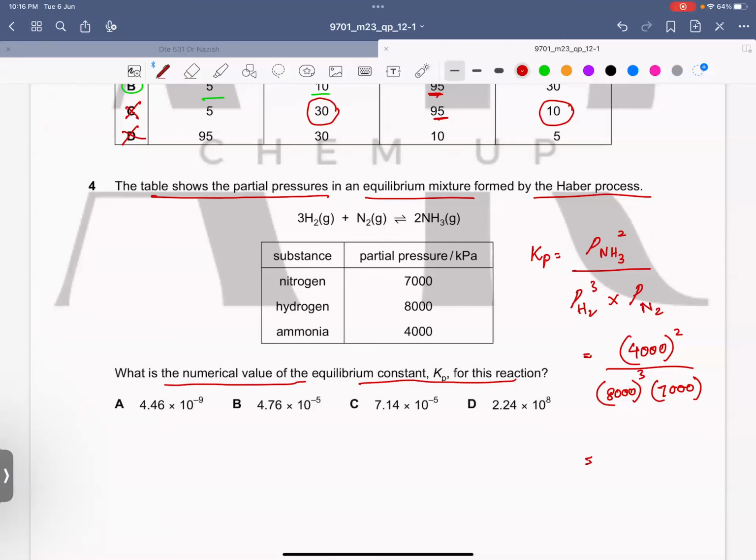So can anybody tell me what value we are getting? 4.46 exponent -9. Okay. So that makes B, C, and D wrong, and A is our correct answer.